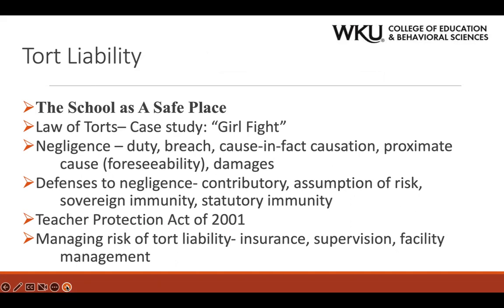So negligence is the most common tort that we deal with in the school world. The elements of negligence are duty, the duty that you have that's reasonably articulated; the breach of duty; and cause in fact causation, which is injury that results from breach of duty. And then proximate cause, which is this idea of foreseeability, that it was foreseeable by a reasonably prudent person. And then the final element is damages, and that's basically that injury results in damages.